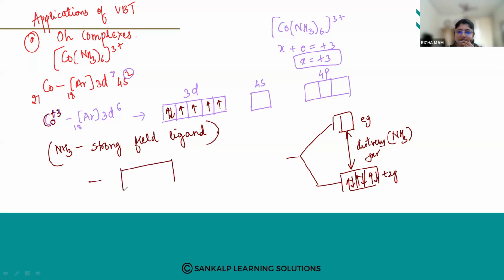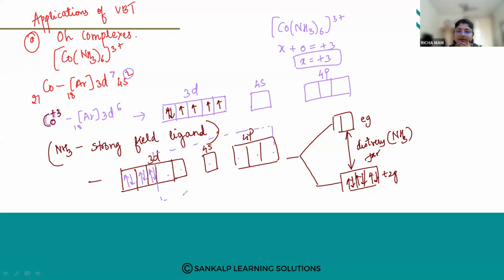So I'll show you. So here again, under the influence of 1, 2, 3, 4, 5. So this is 3D, this is 4s, and this is 4p. Let me change the color. So the electron filling, 1, 2, 3, 4, 5, 6. Right. So how many ammonia are there? 6 ammonia. 6 ammonia means 2 electrons each. So these are 1, 2, 3, 4, 5, 6. These are the empty orbitals where ammonia can occupy. So these orbitals are occupied by ammonia.